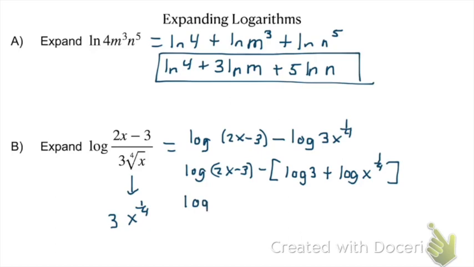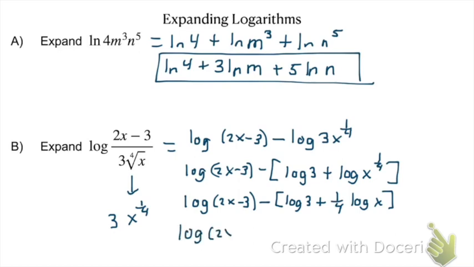And we can keep going because we have a power. Actually, I'll do it one at a time. We have log 3 plus 1/4 log x. The last thing is I'm going to get rid of these parentheses by distributing the negative sign. So we have log of 2x minus 3, minus log 3, minus 1/4 log x. This is my expanded form.